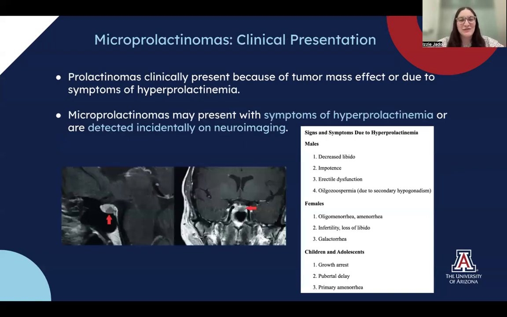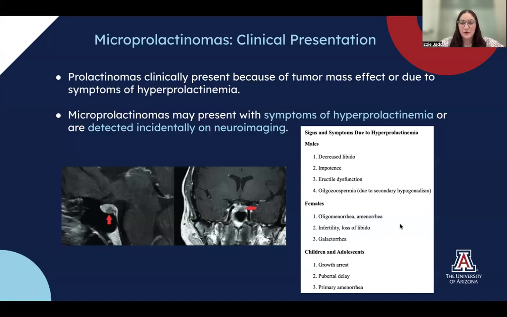So the clinical presentation for a microprolactinoma, like I talked about earlier: microprolactinomas themselves are usually found incidentally on some sort of neuroimaging and are not necessarily at the top of a differential, so to speak. Prolactinomas, though, typically present mostly due to mass effect of the tumor itself, or issues stemming from hyperprolactinemia, which can be the same for the microprolactinoma. They might show up with symptoms stemming from hyperprolactinemia.